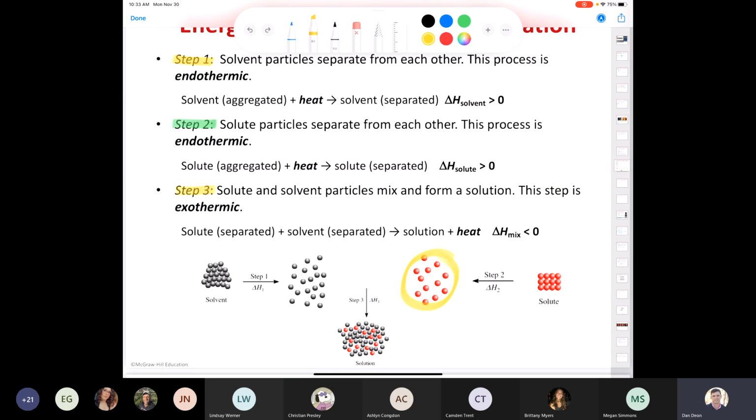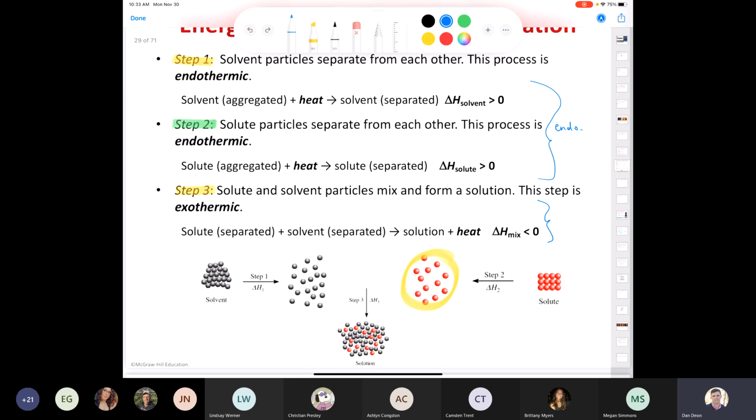What's the take-home message here, you guys? The take-home message is that when we take our solute and our solvent and we go from it being aggregated to being separated, that's an endothermic process, right? Both of those are endothermic processes. Whereas when we form a solution, we're going to release some heat energy in the mixing process. So I should have been clear about that, but this is the delta H for mixing.